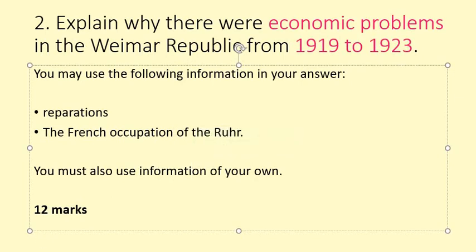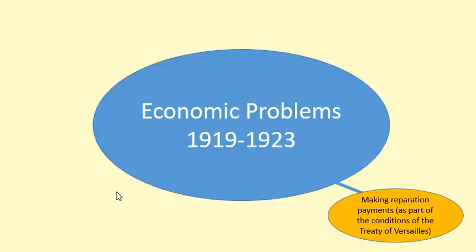So before we look at the rest of the question, we might just want to stop and think about our own knowledge for a second about what we already know about economic problems during 1919 to 1923. And we might want to create a little mind map to help us with our knowledge. So economic problems goes in the middle of our mind map because it's the main focus of the question. And then around the outside of our mind map, we need to think about examples that we have learnt that would cause those economic problems.